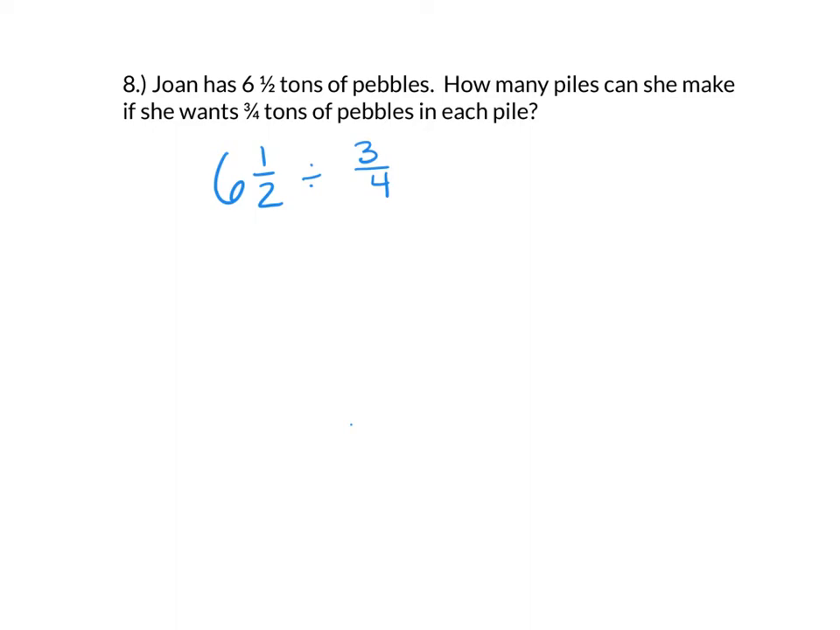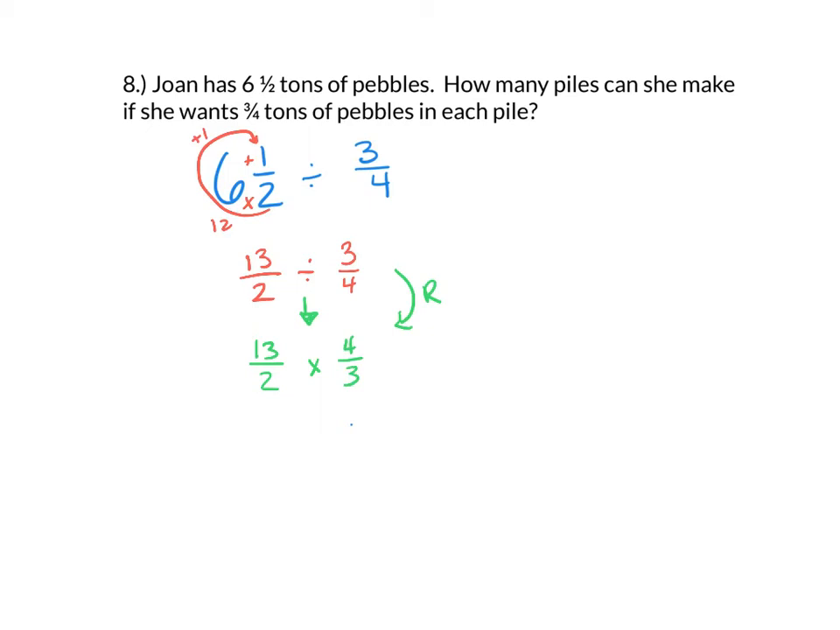Okay, the first step is to make all fractions. So I'm going to multiply and then add. So 6 times 2 is 12. Plus 1 more is 13. So I have 13 halves divided by 3/4. The next step is to multiply by the reciprocal. So I'm going to change my division into multiplication and find my reciprocal, which is 4/3.